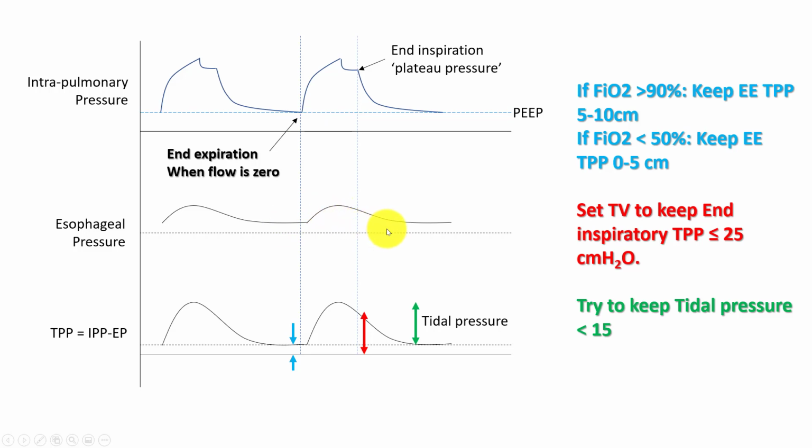The second waveform is the esophageal pressure, and if you subtract esophageal pressure from the intrapulmonary pressures, you get the transpulmonary pressures, and your target is to titrate the end expiratory transpulmonary pressure between 0 to 5 if your FiO2 is less than 50%, and about 5 to 10 if you are requiring a high amount of oxygen. You can also use transpulmonary pressure to set your tidal volume to target an inspiratory transpulmonary pressure, that's the red line, less than 25 centimeters of water. And you can attempt to keep the tidal pressures less than 15 centimeters of water.